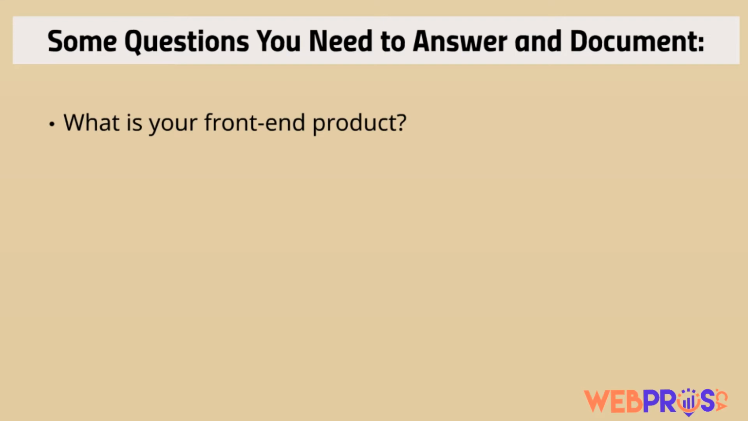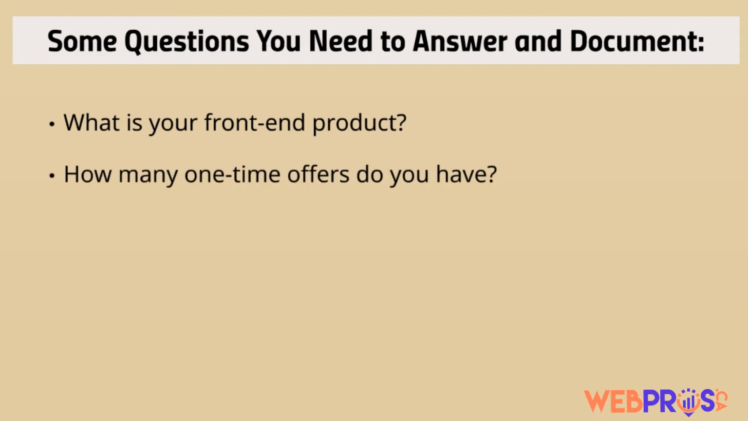Jot down the price, jot down who's going to support that product, and basically write everything you can about that product. Don't worry about organizing it or anything right now. Just figure out what is your front-end product. Is it an ebook? Is it a report? What is it?